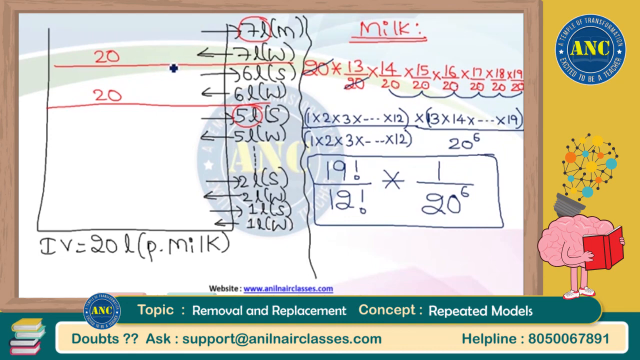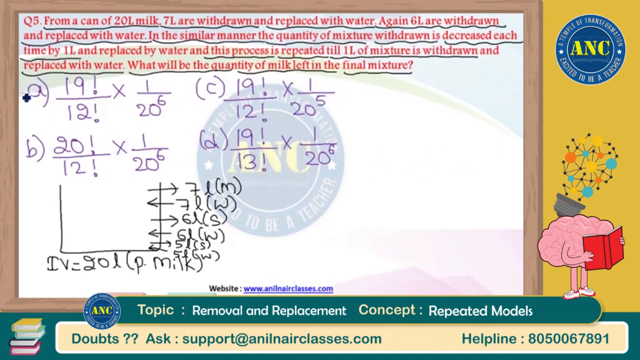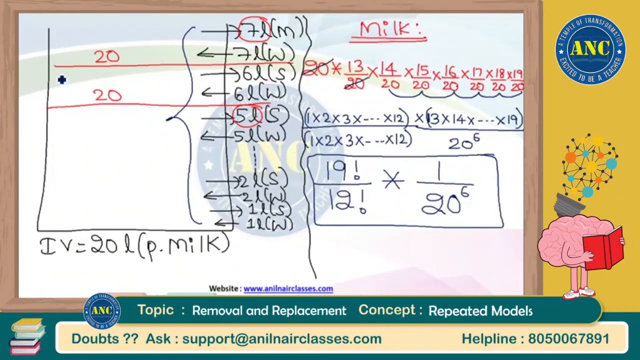Although this question is similar to the previous question, the question says it decreases by 1 liter every time until it becomes 1 liter, solution is taken out, and the process keeps continuing till that point. And the second important thing in this question is, answer options are given in terms of factorials. So the answer for this question is option A, which is nothing but 19 factorial divided by 12 factorial into 1 by 20 power 6.